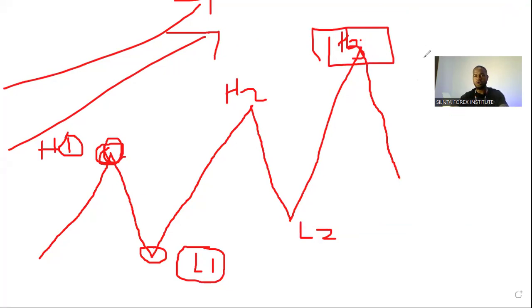The opposite also holds. So in case the market is going down, we want it to do the same thing. We want the market to establish a series of lower lows and lower highs. That is the opposite of the higher highs and the higher lows.